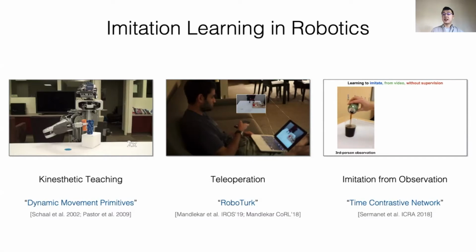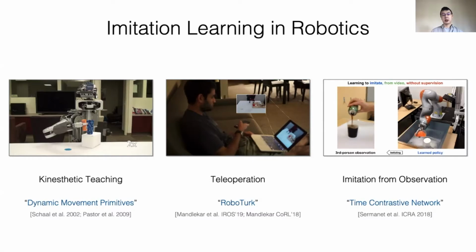And the third is learning from passive observation. For example, by watching humans perform a task and learn from these visual demonstrations. This is showing one example of time contrastive network developed by Pierre Sermanet and other colleagues at Google, which proposed a method to learn from third-person demonstrations and imitate a policy on the robot. The work that I'm going to talk about today falls into the third category.